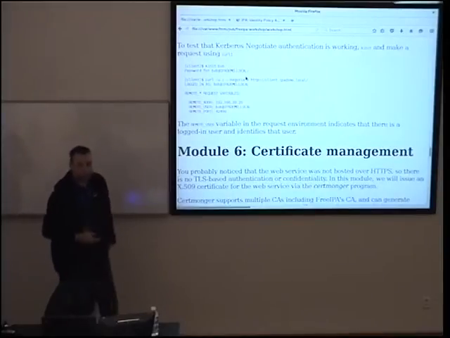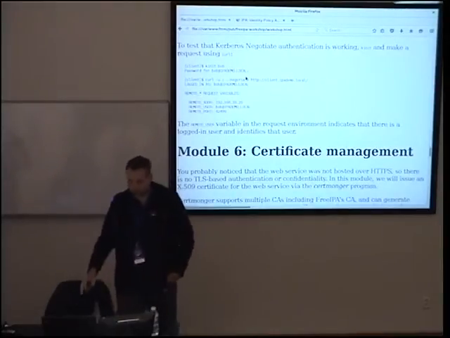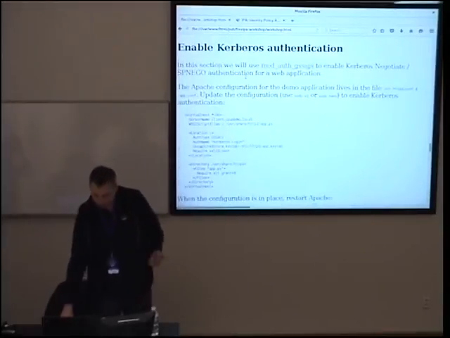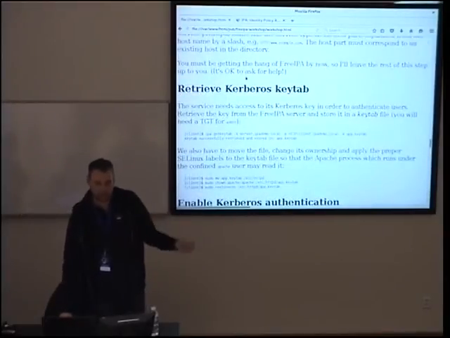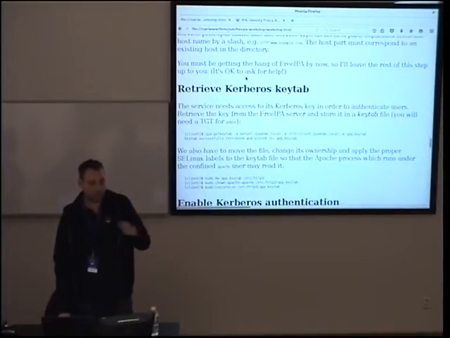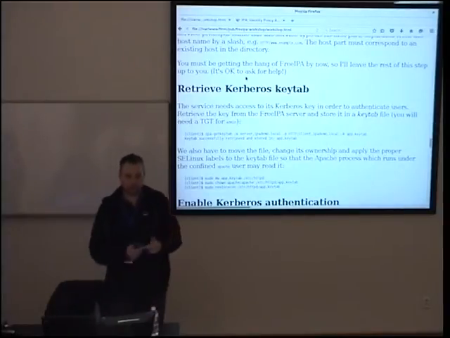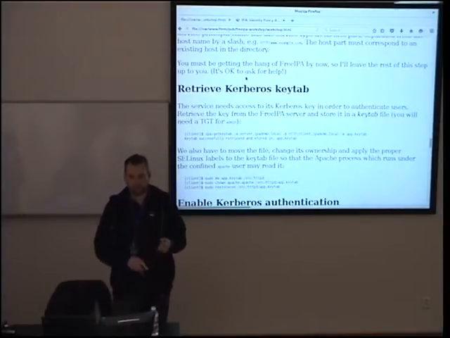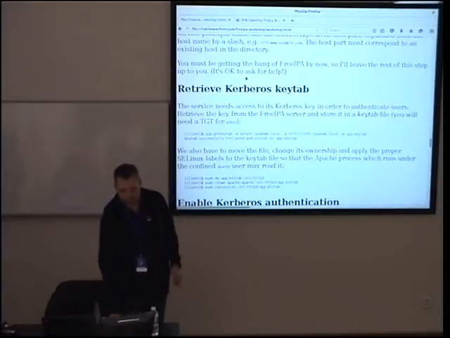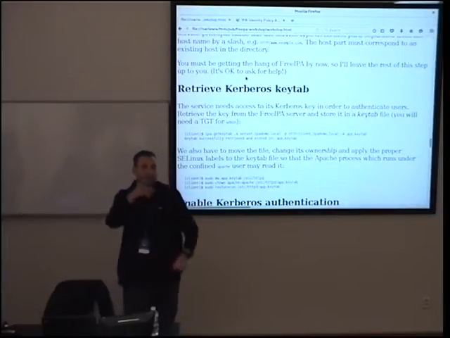Yeah, that's what you're supposed to do in this module now. So, create the service, retrieve the keytab file from the server to the client, customize the existing Apache configuration, restart Apache, and run curl to execute that. You had a question?